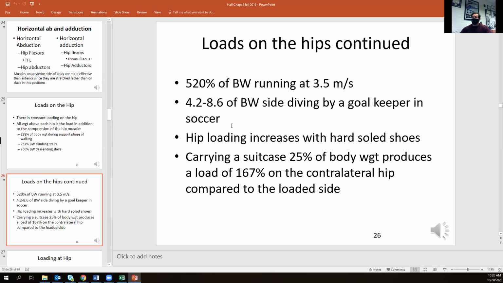Now, when we're talking about running, we can easily be over 5 times body weight, even at a relatively low speed. And when we talk about people that are going through massive power movements, like a goalkeeper that's diving laterally, we're starting to get even closer to things like 10 times body weight going through that hip. Now, the harder the sole of the shoes or being barefoot, the greater the loading you're going to have. The softer the shoe, because it's going to dissipate force, the less loading you're going to have. And carrying an object in turn is going to add that load to the other side.